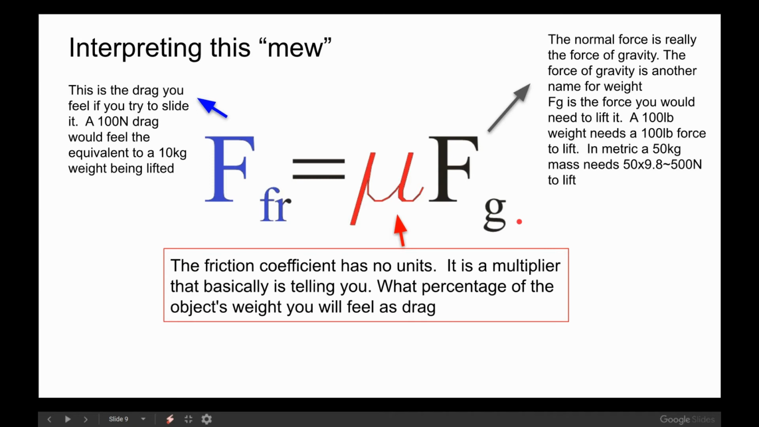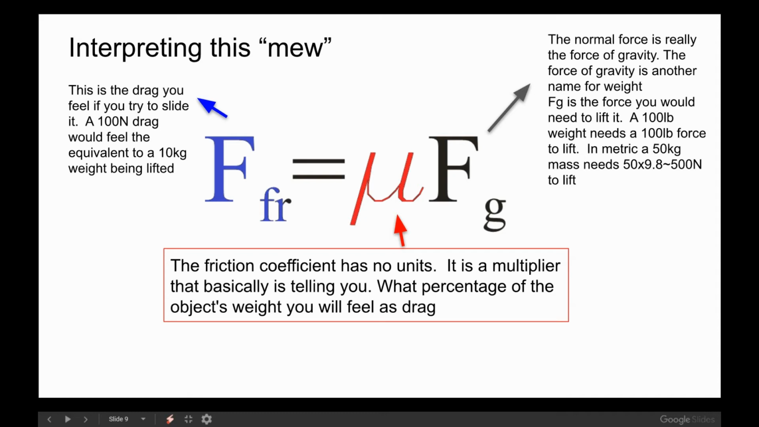The coefficient, by definition, coefficients have no units. It's a multiplier that is basically telling you what percentage of the object's weight you will feel as drag. So if the coefficient of friction is 0.9, you are going to have to shove with 90% of the force that would be required to lift that thing.